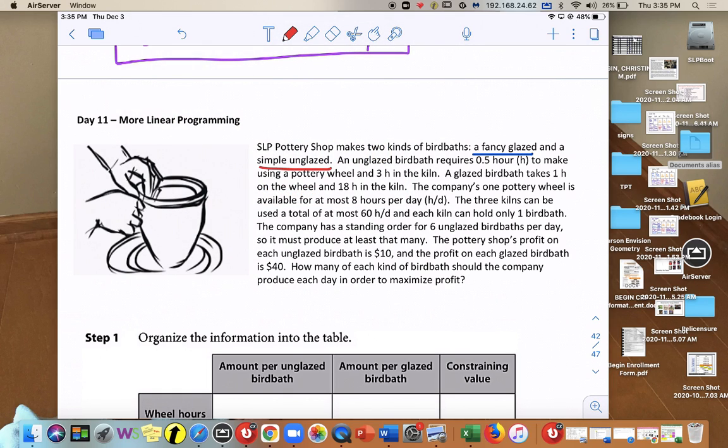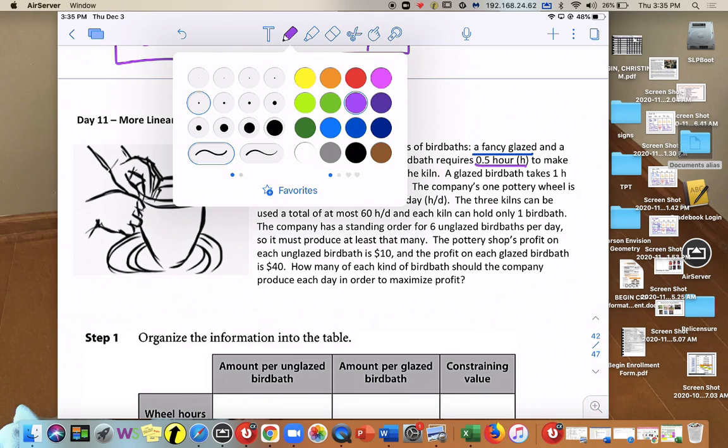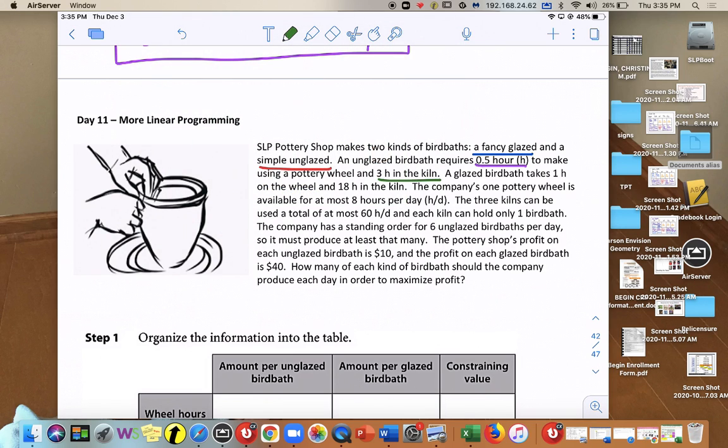An unglazed bird bath requires 0.5 hours to make using the pottery wheel and 3 hours in the kiln. I'll do time in purple for the pottery wheel, and the kiln is the oven that they bake it in. Let's use green for that. A glazed bird bath takes 1 hour on the wheel and 18 hours in the kiln.